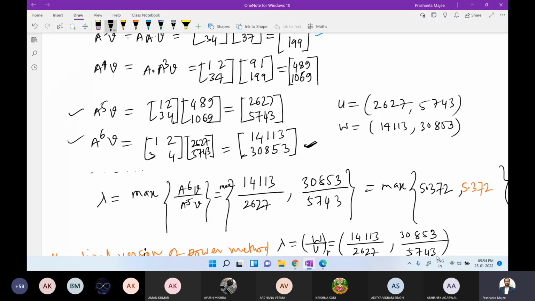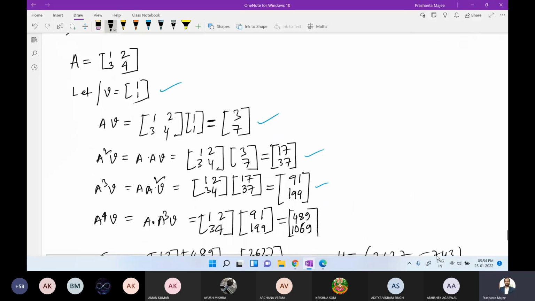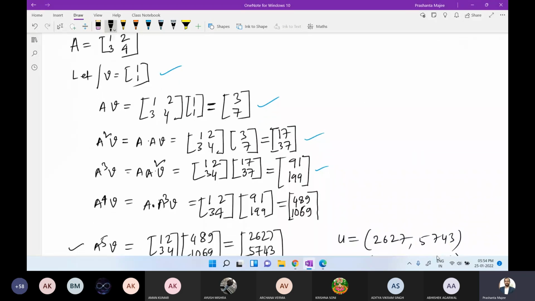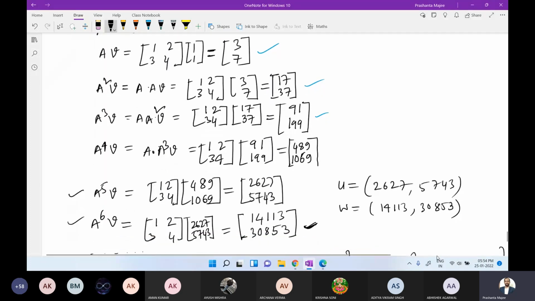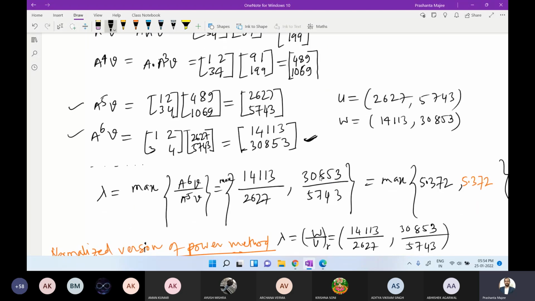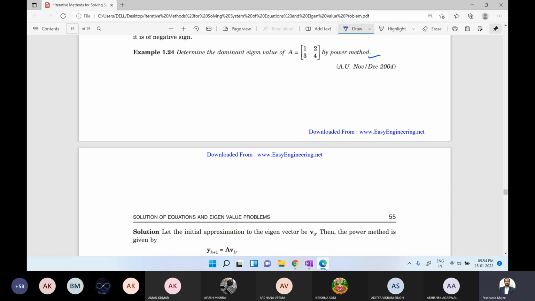You see the disadvantage of this method. As you keep on pre-multiplying the vector V by the matrix A, these values are getting large. You see, initially it was 1, 1, then 3, 7, then 17, 37, then 91, 199, then 489, 1069. So these values are getting large. To avoid round-off error, the normalized approach is used. So what is the normalized approach? Let me discuss the normalized approach from the PDF.